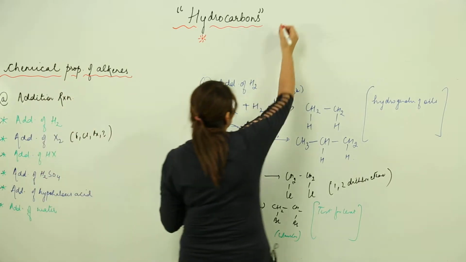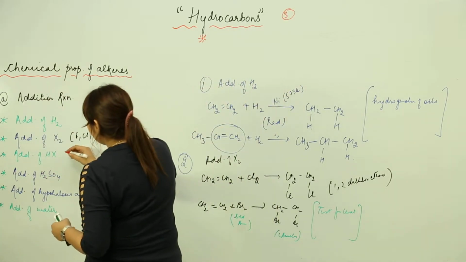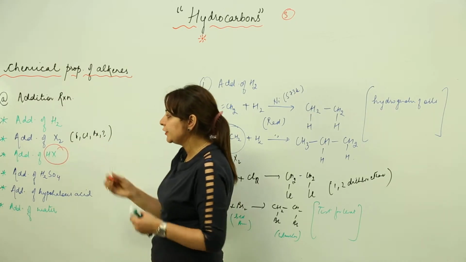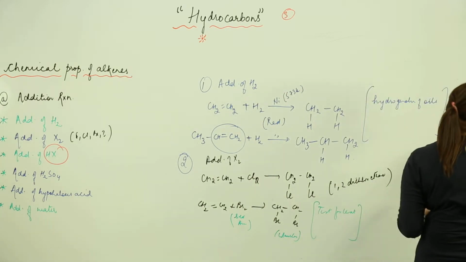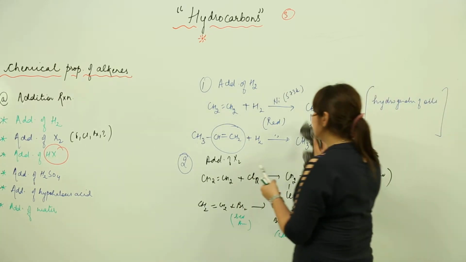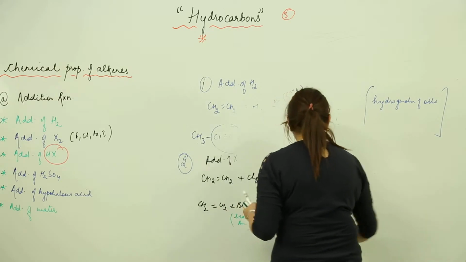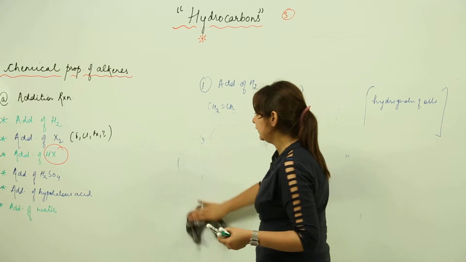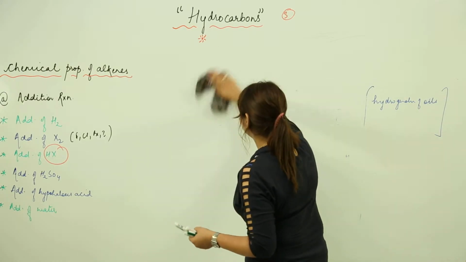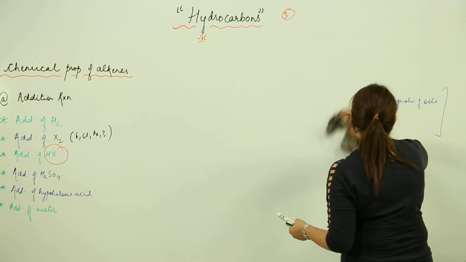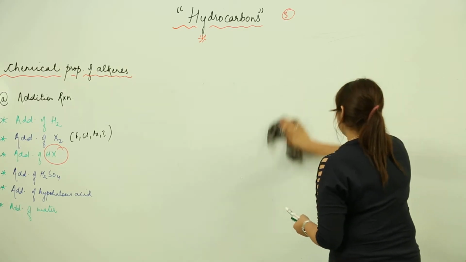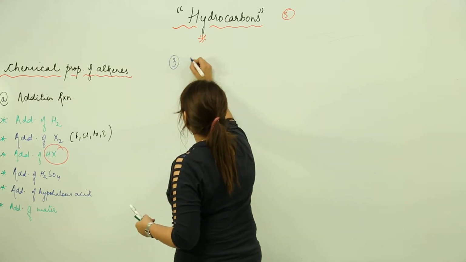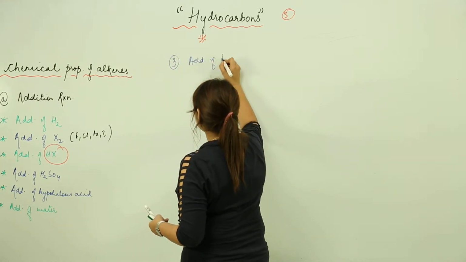The third addition which I am going to show you is the addition of HX. This is very important, as I am going to show you very important things in it. It involves certain rules which are very important from the exam point of view, so just concentrate on the board. So the third is addition of HX.